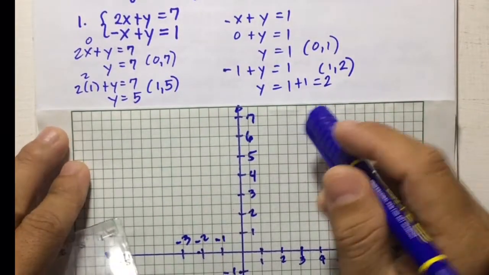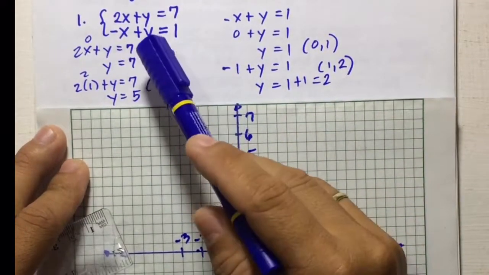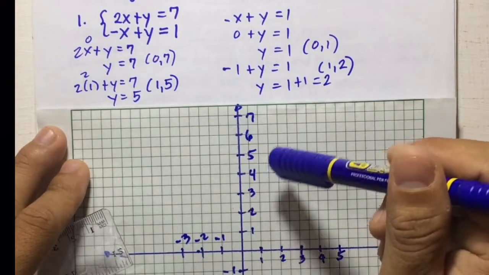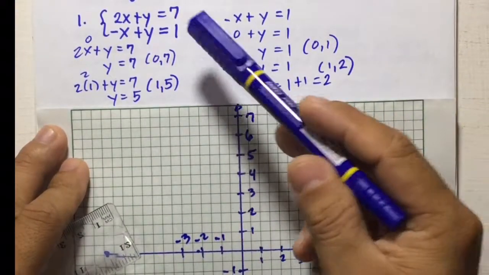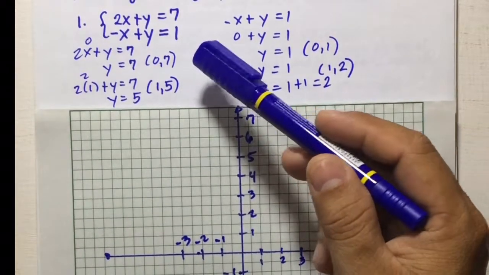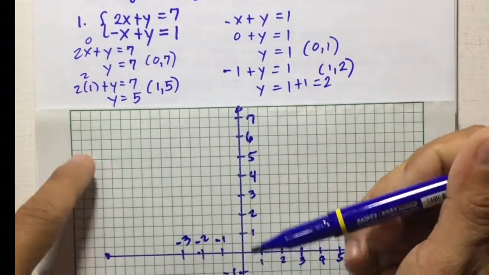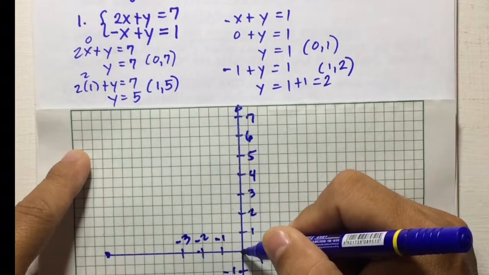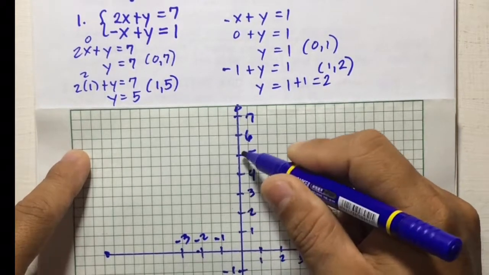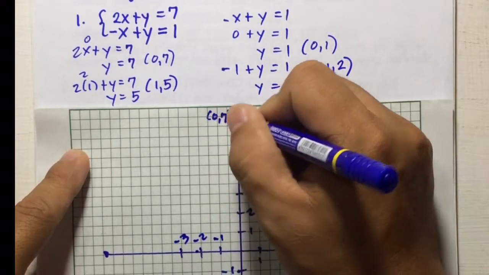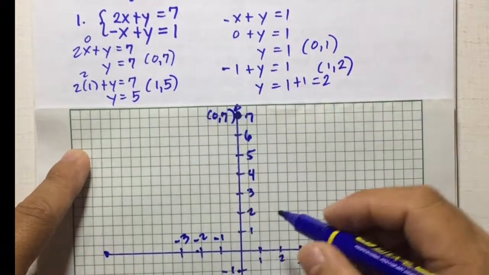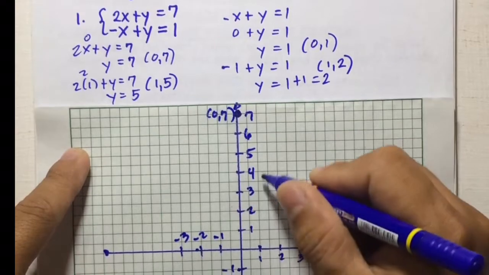Next step is we're going to plot the points on the graphing paper. Then after plotting, we're going to connect the points. For equation number 1, 2x plus y equals 7, the first point is 0, 7. From 0, y is 7. So 1, 2, 3, 4, 5, 6, 7. So this is the point here, 0, 7. Then the second point is 1, 5. 1, then 5.